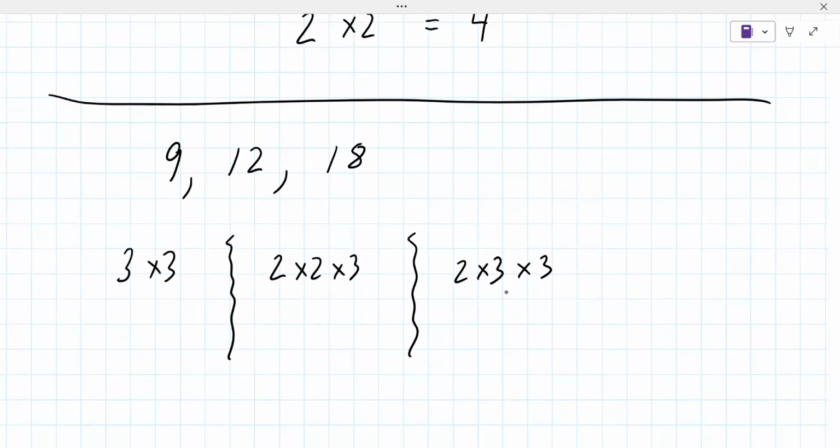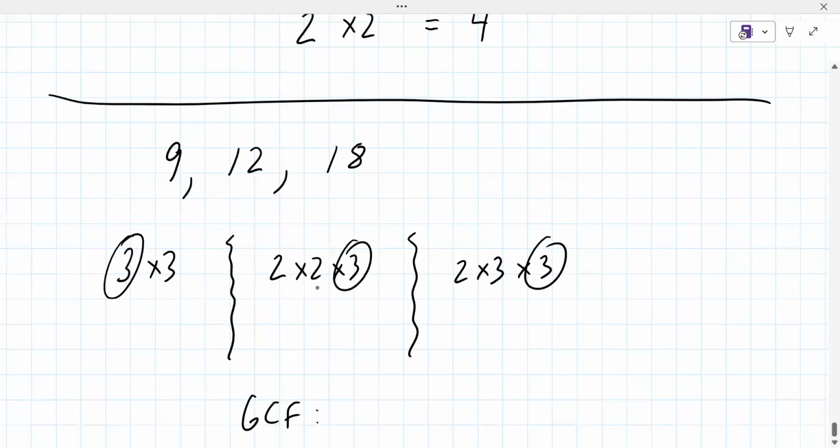All right. Now, what is the same in all of them, if anything? The 3s. So give me the GCF. 3 times 3, 9. Okay, but there's 2 3s here, and there's only 1 3 here. There's only 1 3 that's common in all of them. Oh, yeah, okay.